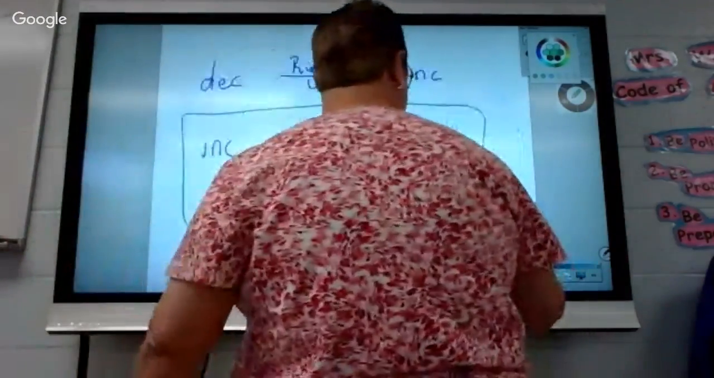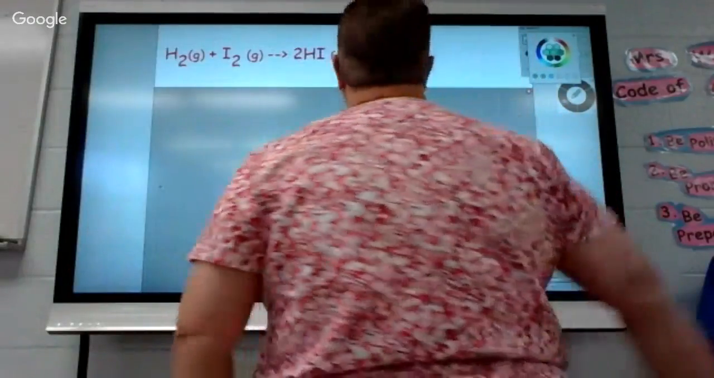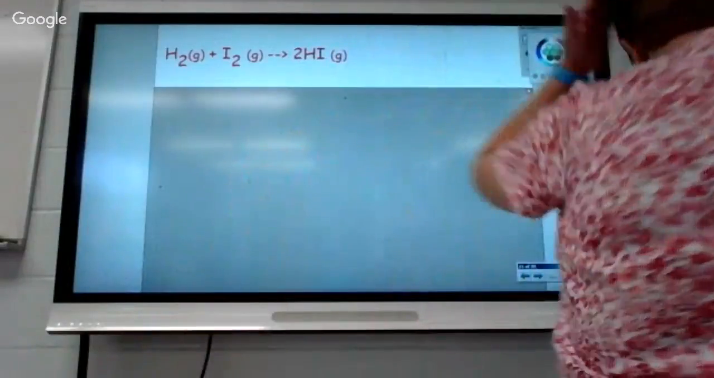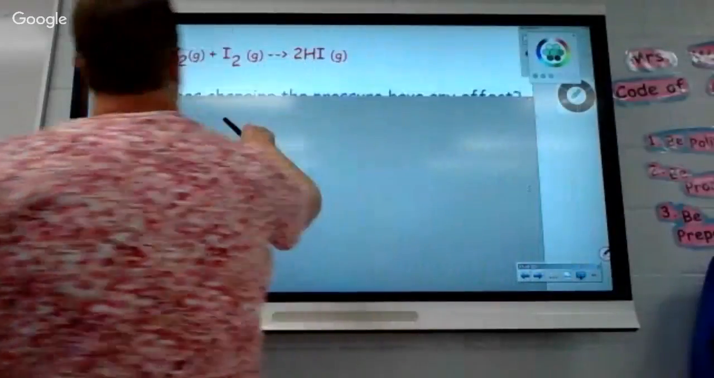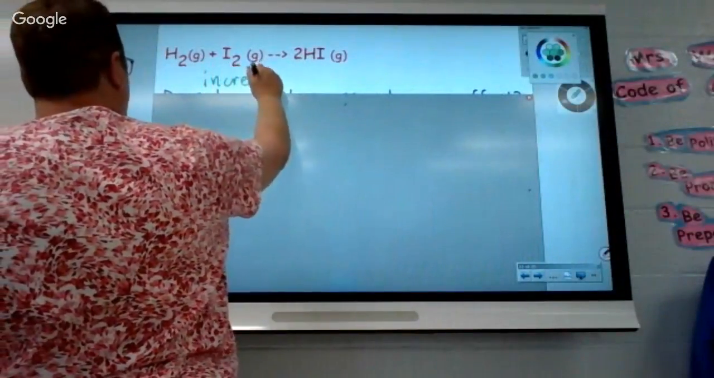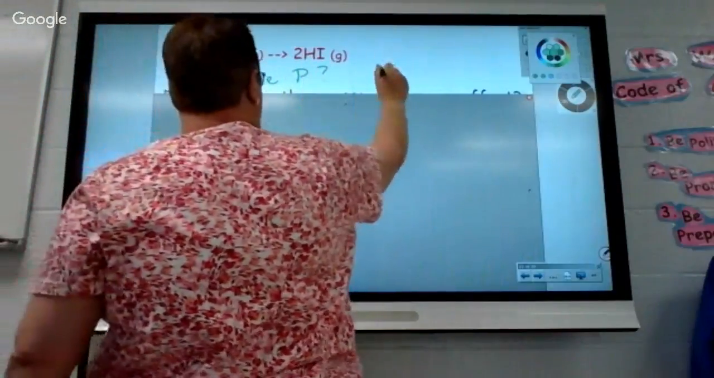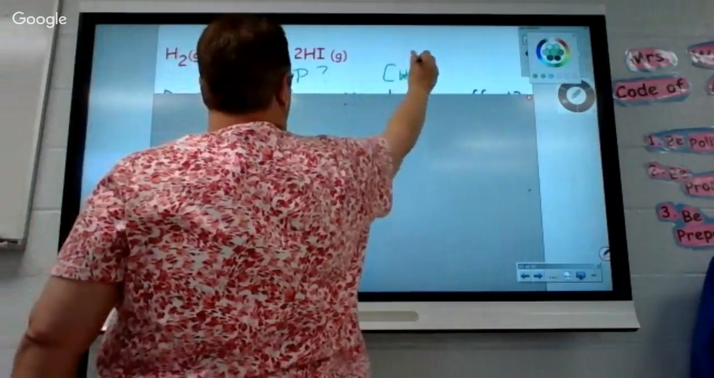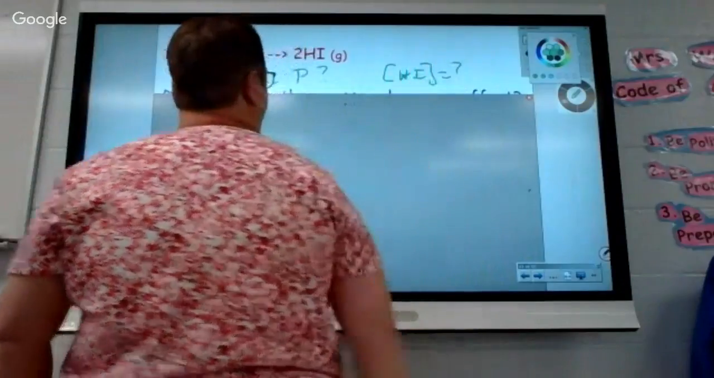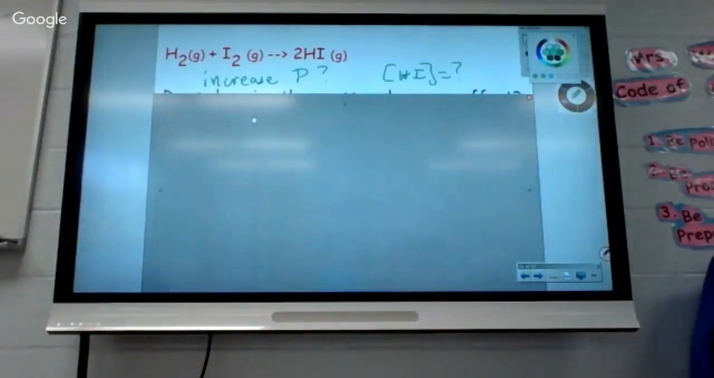All right, last thing is temperature. Oh, no, we need to talk about this one. Tell me about that one. What would happen if I increase pressure? If I increase pressure, what would happen to the concentration of HI? That would have changed. Why not? This is a gas. They're all gases.